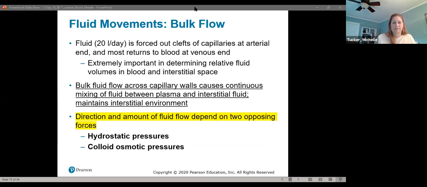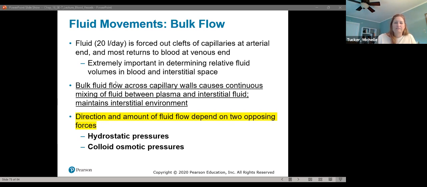Okay, so bulk flow. 20 liters is forced out of clefts and capillaries at the arterial end each day. We only have like 5 to 6 liters of blood, so if we did not reclaim this, we wouldn't survive a day. So it's extremely important to learn how fluid is getting out of capillaries and then how it's getting recaptured, because we need to recapture that fluid in order to maintain plasma volume and cardiac output.